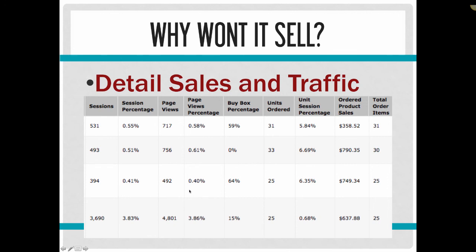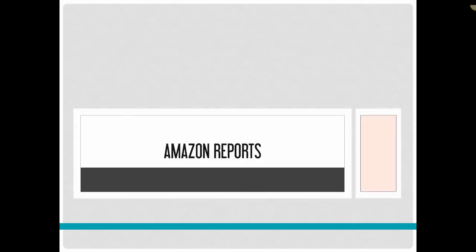So you can use this data to kind of decide, is it that the product is not getting enough traffic? Is it the problem that the item is not converting? Or is the problem that I'm not having the buy box, so I'm sharing the sales with too many people? So that's some basics on Amazon reports.